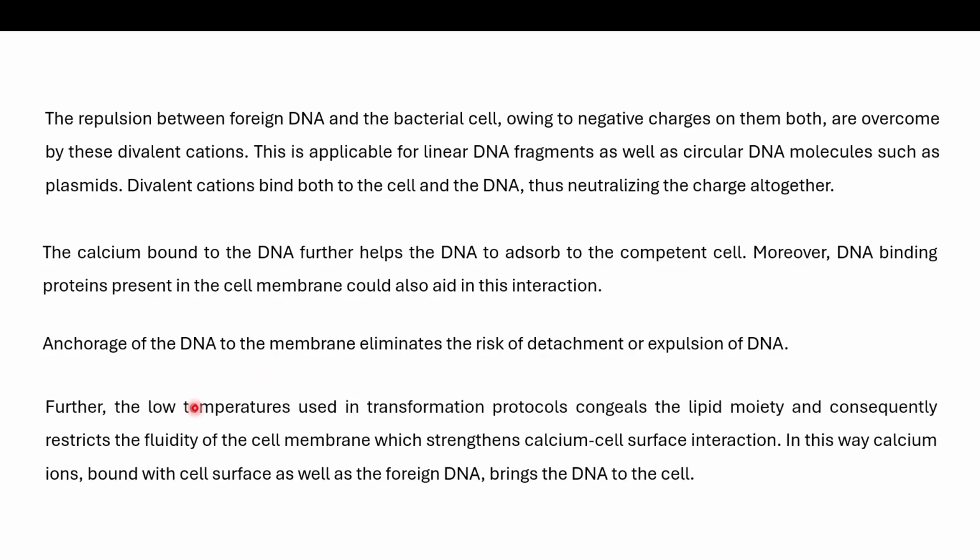Now, what happens is we lower the temperature. At low temperatures, ideally we use ice. We always do everything on ice. We put the cells in ice, add DNA in an ice bucket, everything. The low temperatures used in transformation protocols congeal the lipid moiety and consequently restrict the fluidity of the cell membrane. The fluidity of the cell membrane comes from the lipid molecules present in the cell membrane, right?